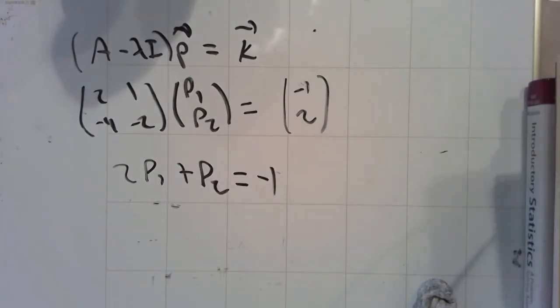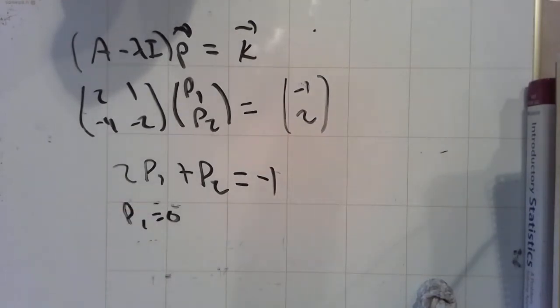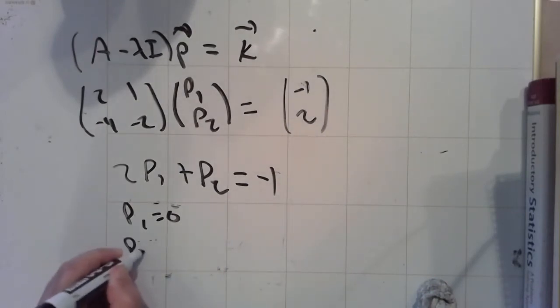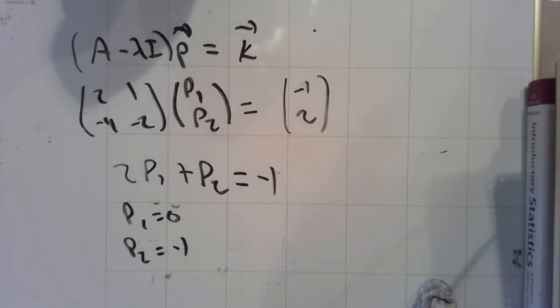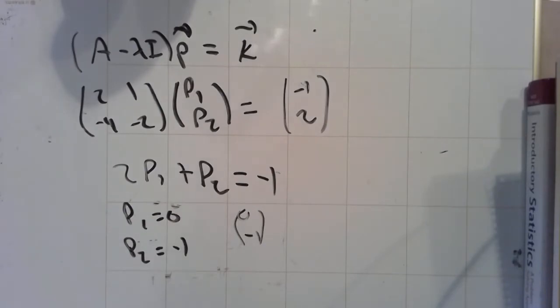Now here, we're allowed to choose, make this easy. We can choose one of these to be 0 and solve for the other one. So for simplicity, we'll let p1 be 0. We can't do that with k, but we can with the p. Then p2 is negative 1. And we can put this all together now. This is our vector 0, negative 1.